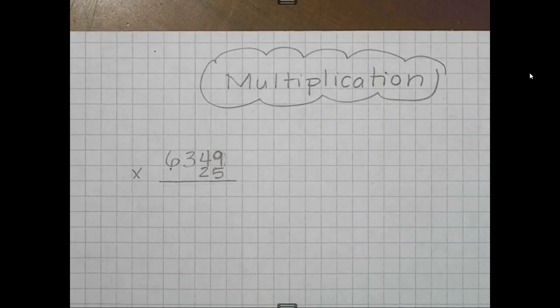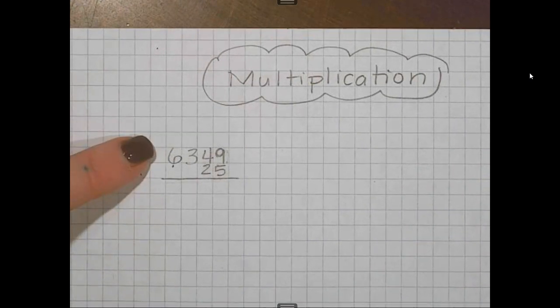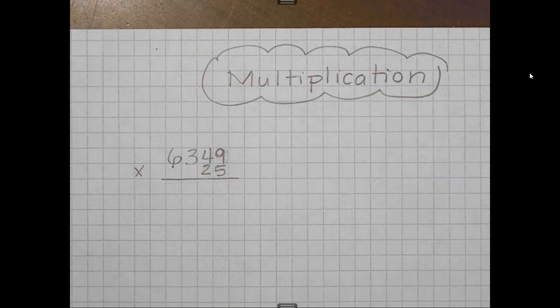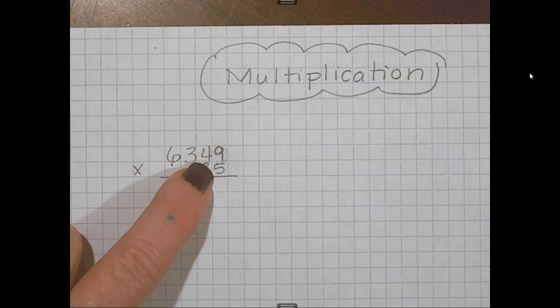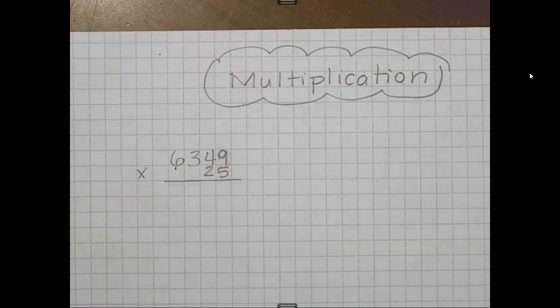So we're going to be multiplying by a two-digit multiplier. As you see, we have the factors 6,349 and 25. So this is new. We're moving into our 5th grade goal of being able to multiply by a two-digit multiplier. So the way that we start out is very much what we've been doing. We're just going to ignore the 2 in the tens place, and we're going to multiply by the 5.